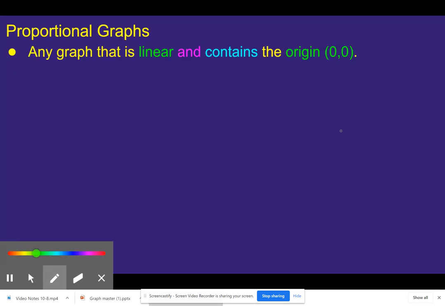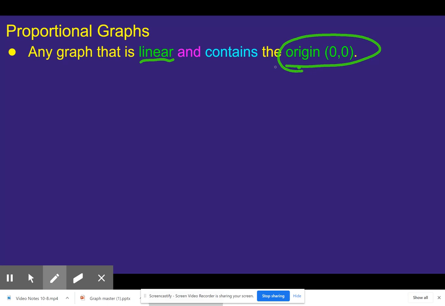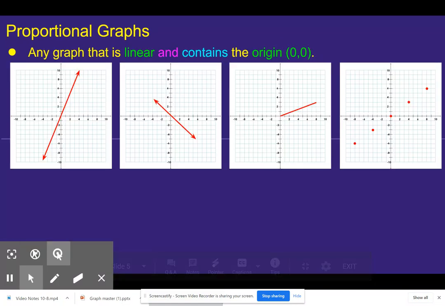The general rule is when you see a linear function on a graph, well, first it has to be linear, but then you look to see if it contains the origin. If you have a line that goes through the origin or looks like it would go through the origin, then you're dealing with a proportional graph. Let's look at a few examples.